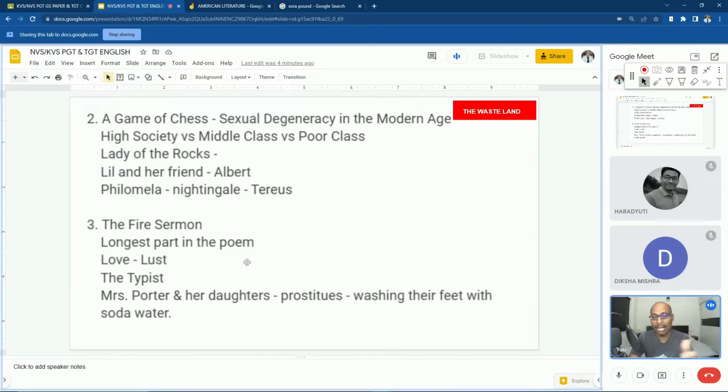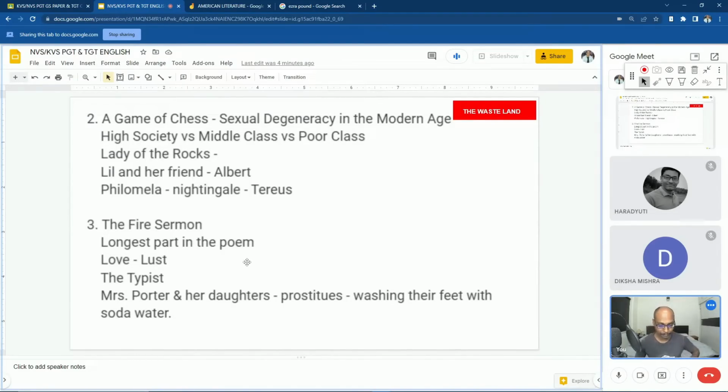The body is different and the mind is different. So here the typist had sexual intimacy with the clerk. It is a kind of rape, but she shows no reaction to that act, whereas Philomela was completely devastated. So this third part shows how people have changed and developed in this modern world, and how they live without any guilt in their minds.